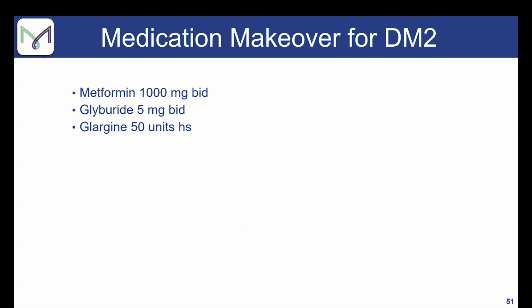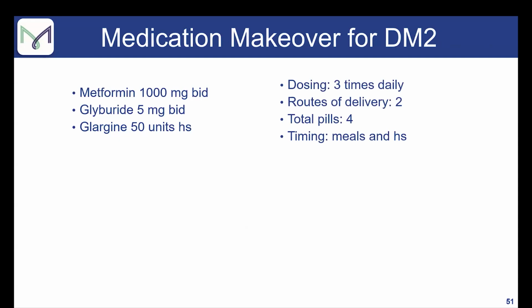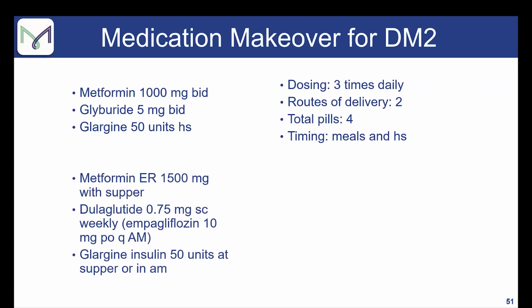So if you analyze this, you're showing a dosing of 3 times a day: breakfast, supper, bedtime. There are 2 routes of delivery. You've got 1 injection and some oral medication. Your total daily pill count is 4, and the timing is spread out through the day. So to start to streamline the regimen, you can change the metformin to extended release, and that can be taken once a day. Classically, it's with the largest meal, usually supper.